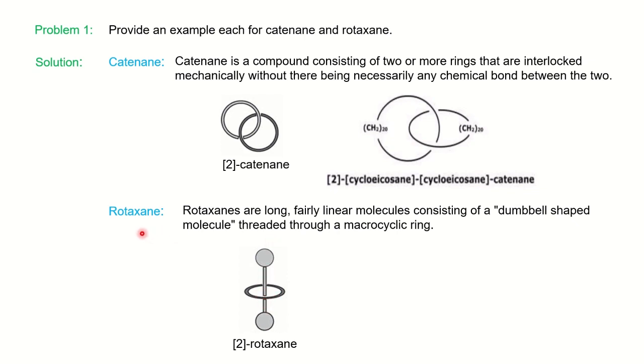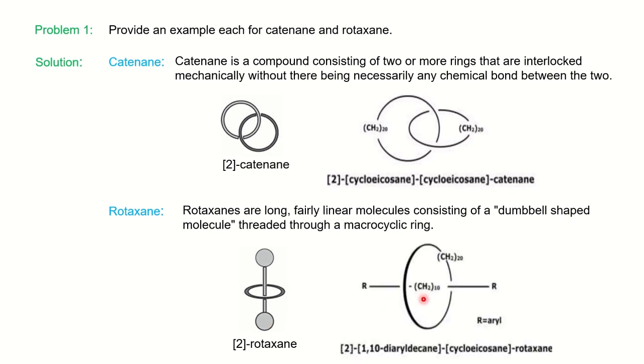Macrocyclic ring means many atoms will be there in this ring, and you have an axis. Rota means wheel, from the Latin word, and axane means the axis. So you have an axis, a ring, and two bulky groups at the ends of this linear chain. This is considered to be rotaxane. What is the difference between catenane and rotaxane? Catenane has two or more rings, while here you have one or maybe more rings, but along with that a linear molecule with bulky groups at the ends. So you can easily distinguish.